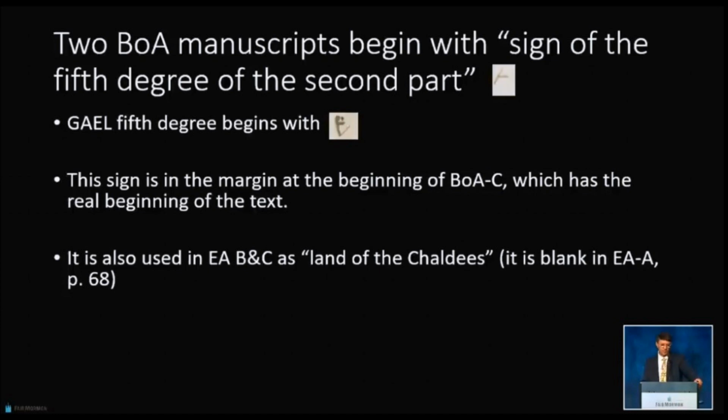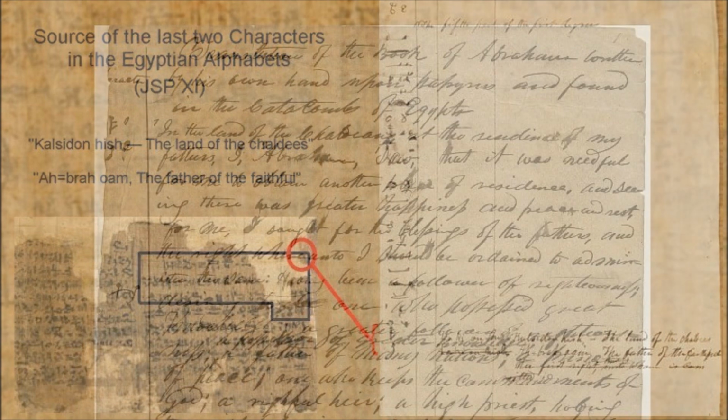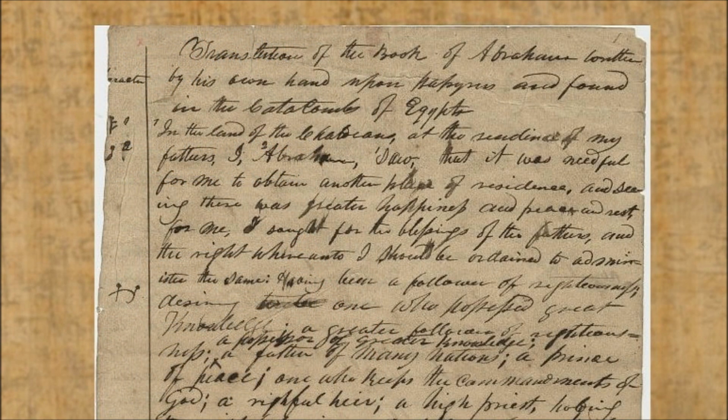And it's also used in the Egyptian alphabets to say land of the Chaldees. It's not in one of the Egyptian alphabets. So that's a good textual match with a character match there. The bottom character from the Gale once appeared at the beginning of Joseph Smith Papyrus Fragment number 11, before it was further damaged. The fact that it also appears at the end of the alphabets shows the order in which the translation proceeded. It was copied by W. W. Phelps into the margin of his transcription and numbered with a 1 and keyed to "in the land of the Chaldeans" in the text.